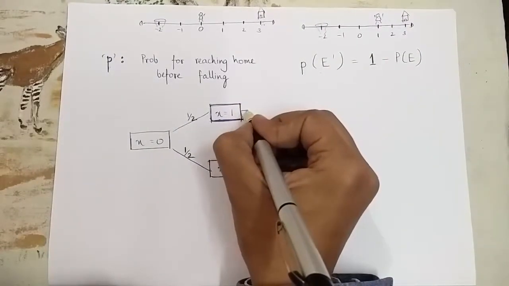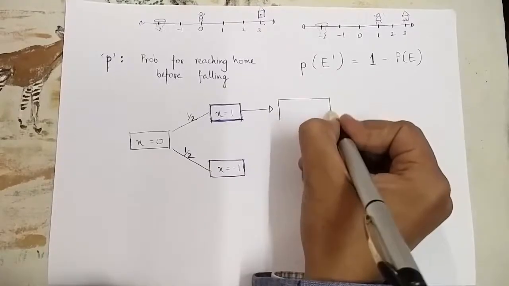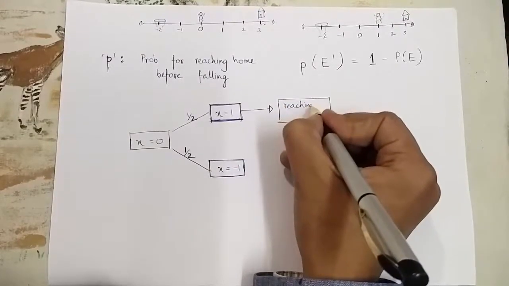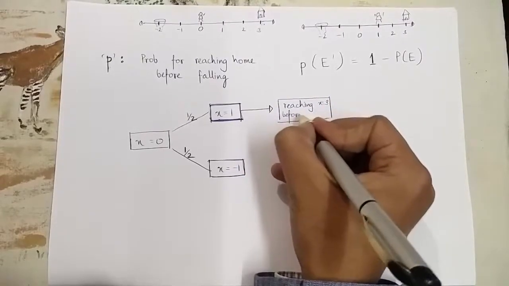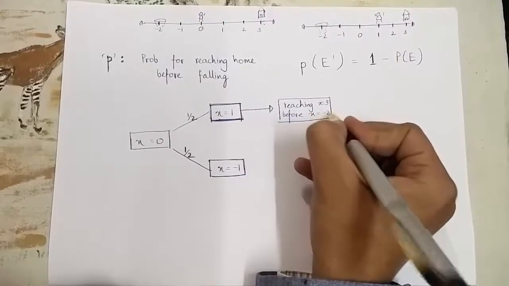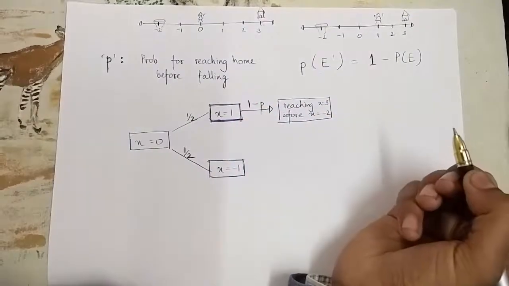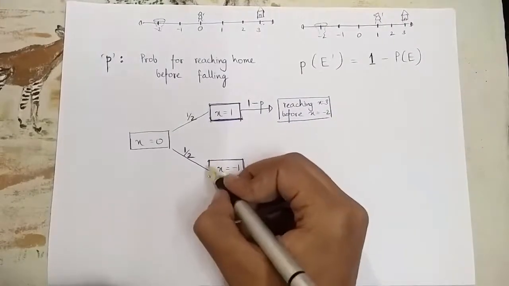Therefore, the probability of reaching x = 3 before x = -2 over here is going to be the complement of our original probability, that is 1 minus p. Let's analyze the second situation.